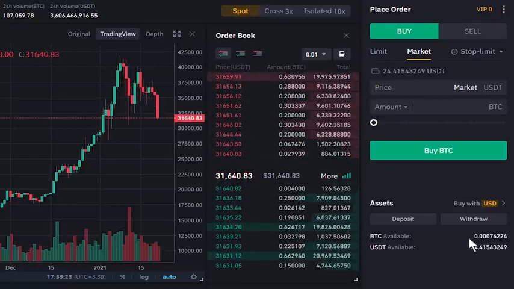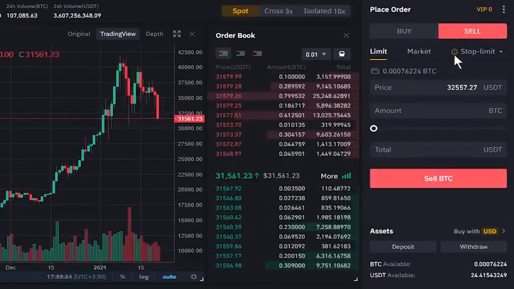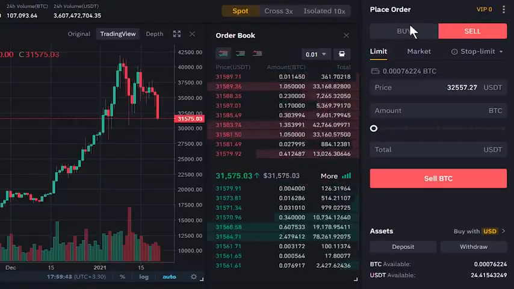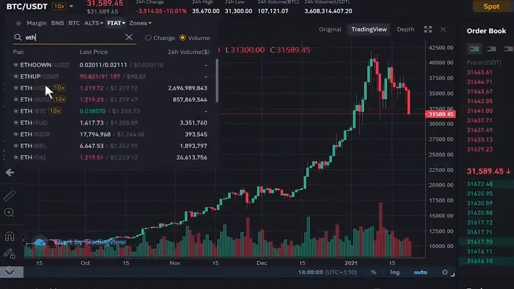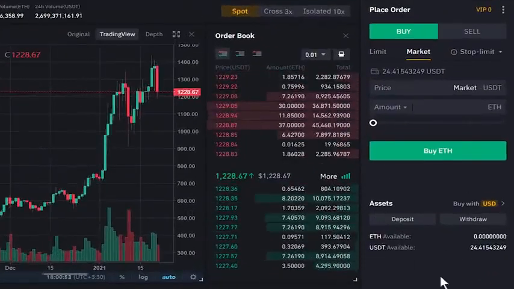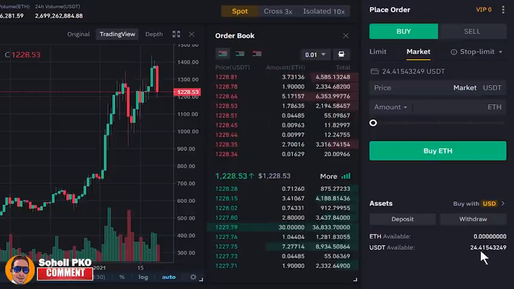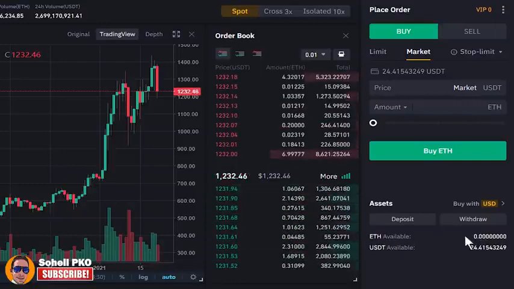Because now we have BTC, we can sell the BTC. If we go to sell tab, you can see that we have Bitcoin available to sell. For another example, let's buy Ethereum. Here we search Ethereum, ETH, and here it is. We chose ETH to USDT because we have USDT and we want to buy Ethereum by Tether. Here in the bottom in the assets, as you can see, we have 24.4 Tether available to buy Ethereum and no Ethereum available yet, as you can see.